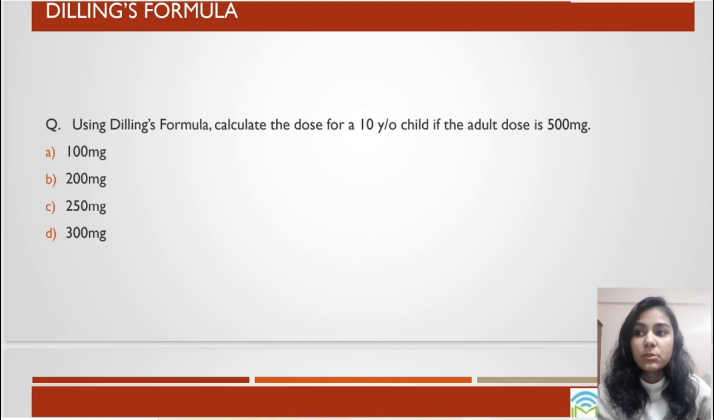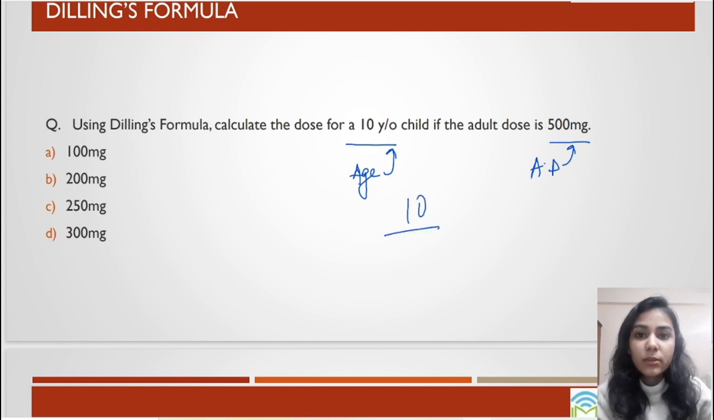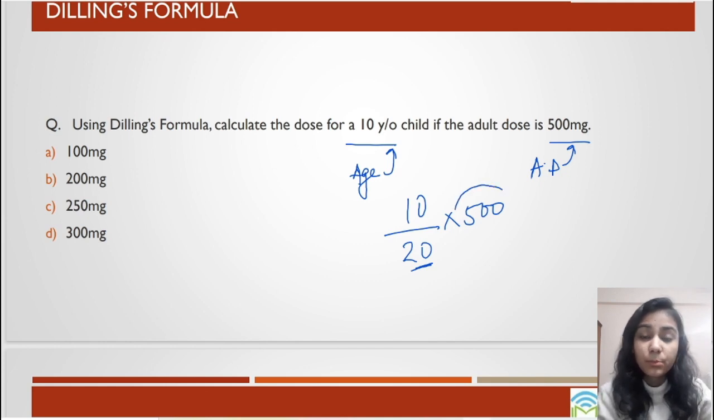Here we have a question which says, using Dilling's formula, calculate the dose for a 10-year-old child if the adult dose is 500 mg. So here we have the age of the child, that is 10 years old, and the adult dose, that is 500 mg. So by putting these values in the formula, we have 10 by 20 into 500. Here 10 is the age of the child, 20 is the factor which was employed in the formula, and 500 is the adult dose. So it will be 250 mg after calculation. So here option C is the correct answer.